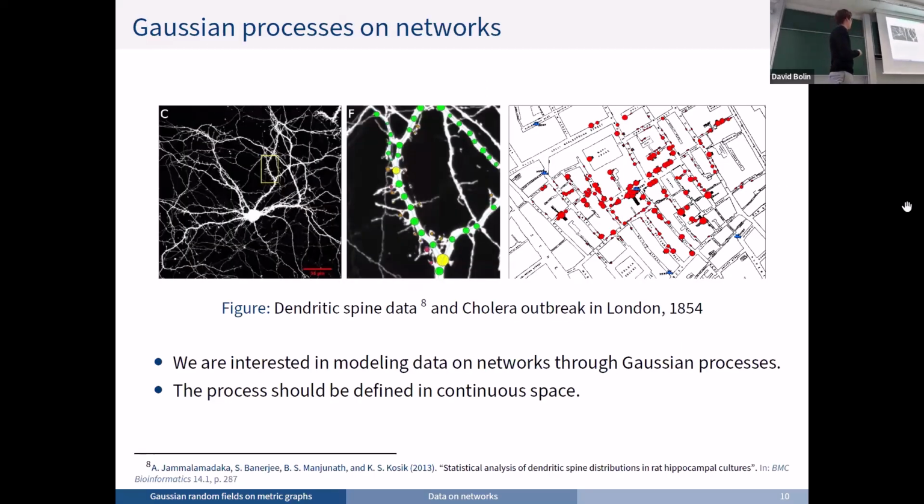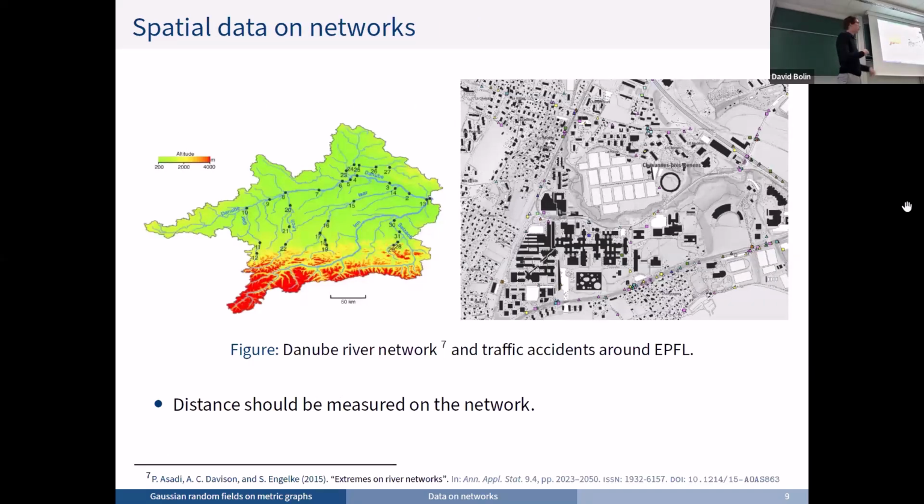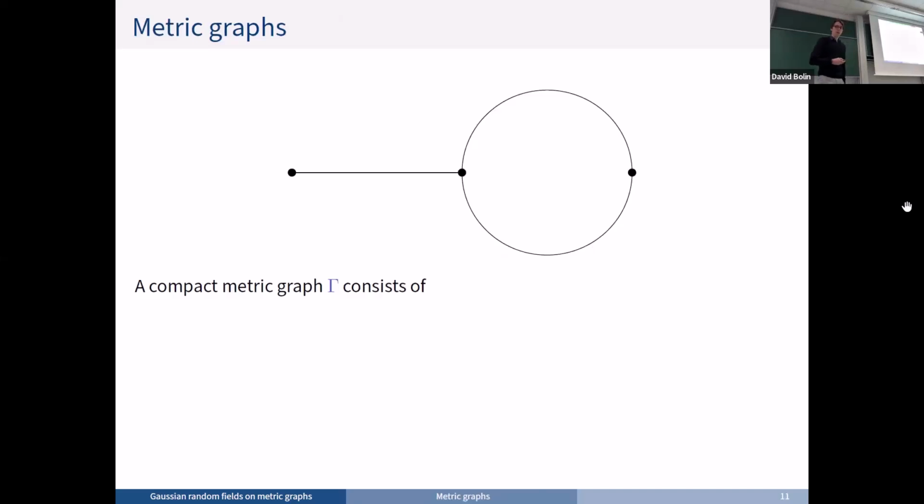Here we have some other examples: some classical dendritic spine data and data of the classical cholera outbreak in London. That is also data that is on networks. So what we want to do is to model data like this using Gaussian processes, and we want these models to be defined in continuous space. So this is not a process on a discrete graph; we really want to define the process also on the edges of the graph so that we can do things like kriging or spatial prediction on this network. You might want to predict the risk of accident at locations where you haven't seen many accidents. Right, so that's the motivation.